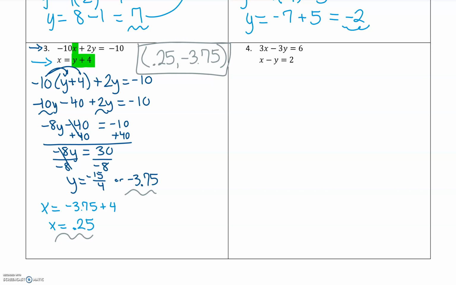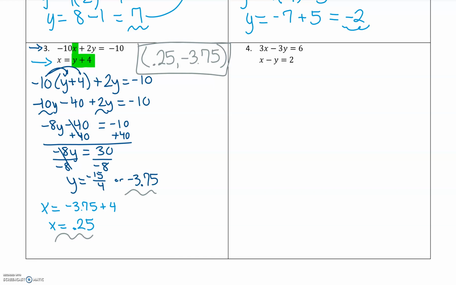So then I took that -3.75 and I plugged it into one of the originals, which you'll see I plugged it into the second equation, for the y, and I got 0.25 as the x value. So I put the 0.25 in place of x in my ordered pair, and the negative 3.75 is the y of my ordered pair.